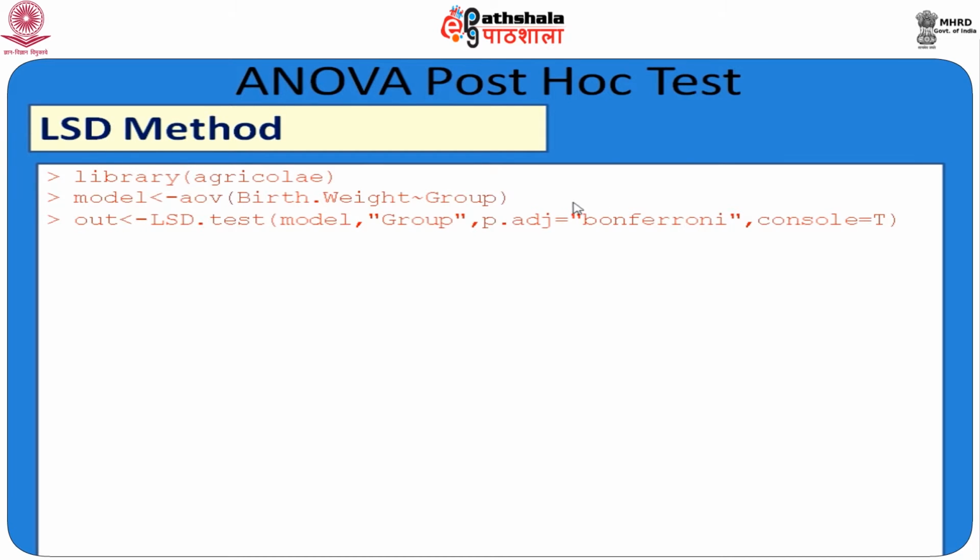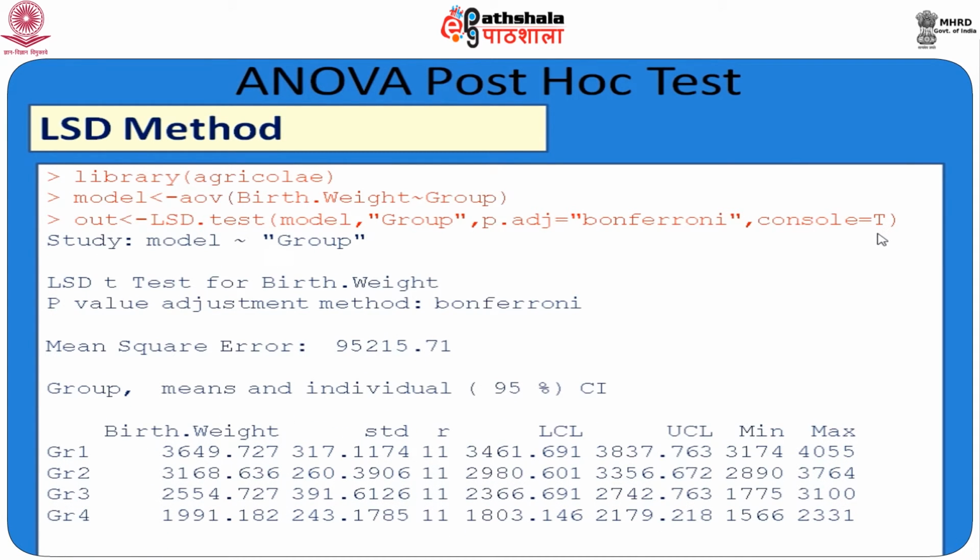So I'll do a Bonferroni correction here, and you should mention console equals true, otherwise it won't show you the output. If you put console equals false, it will run without showing anything unless you put it true. So it will display the results in the console, and the results will be given in this fashion, and this is the 95% confidence interval of the mean, and actually you need the last table, which is this table.